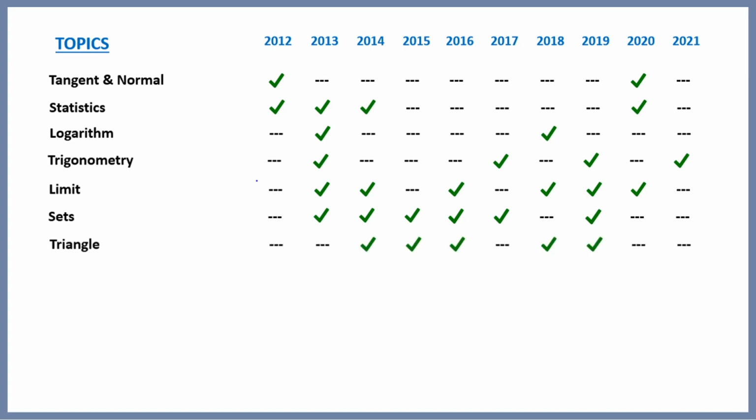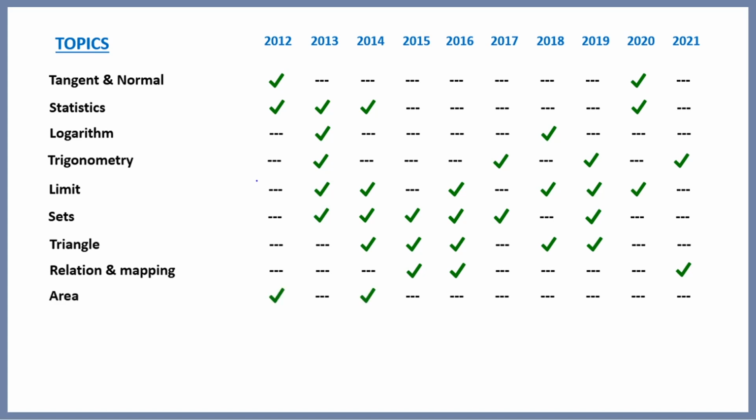Next, triangle. Basic questions on triangle were asked and they are very easy going. Next, questions from relation and mapping were not so frequent, but this year one question was from here. Area. Areas of different shapes were asked, or area under the curve was asked to be calculated.